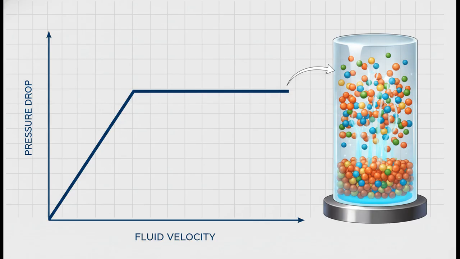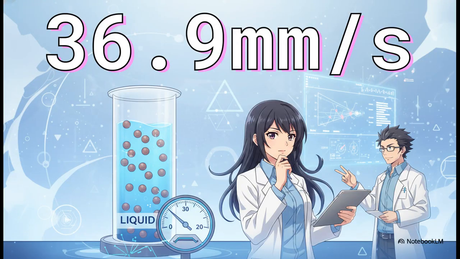The system adapts. How cool is that? Now, to make this a little less abstract, let's look at a real example. For a particular setup with 3 mm particles in a specific liquid, engineers can actually calculate that the magic number, that minimum fluidization velocity, is precisely 36.9 millimeters per second. This isn't guesswork. It's predictable, repeatable science.